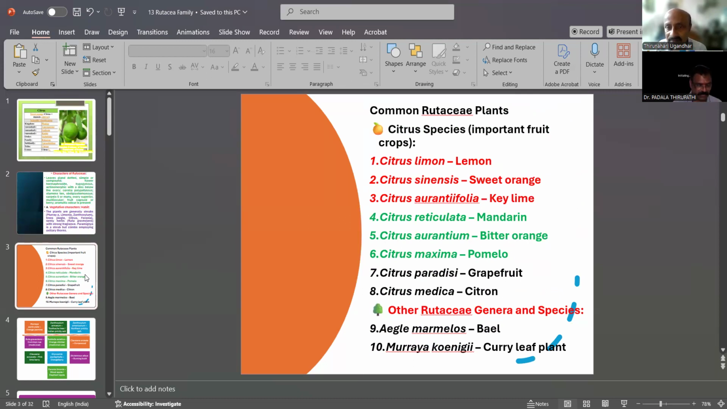Citrus limon, the lemon plant. Citrus sinensis, sweet orange. Citrus aurantifolia, key lime. Citrus reticulata, also called mandarin. Citrus aurantium, bitter orange. Citrus maxima, also pomelo. Citrus paradisi, grapefruit. Citrus medica, citron. Other Rutaceae genera and species are Aegle marmelos, bael, and Murraya koenigii, the curry leaf plant, which is a major plant.